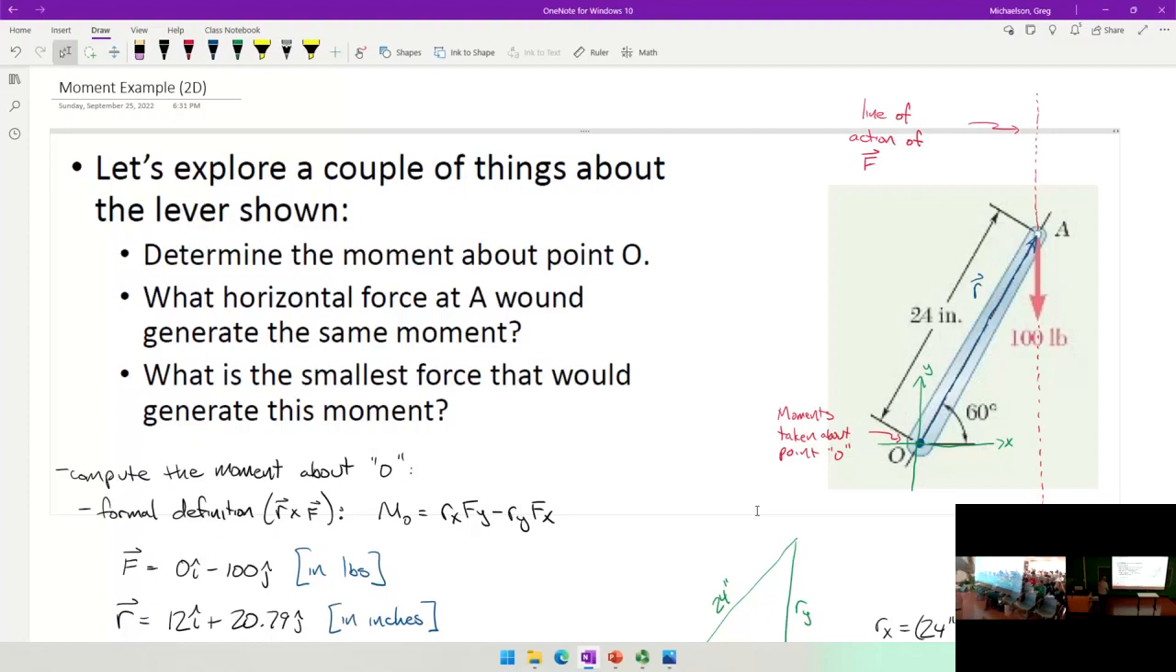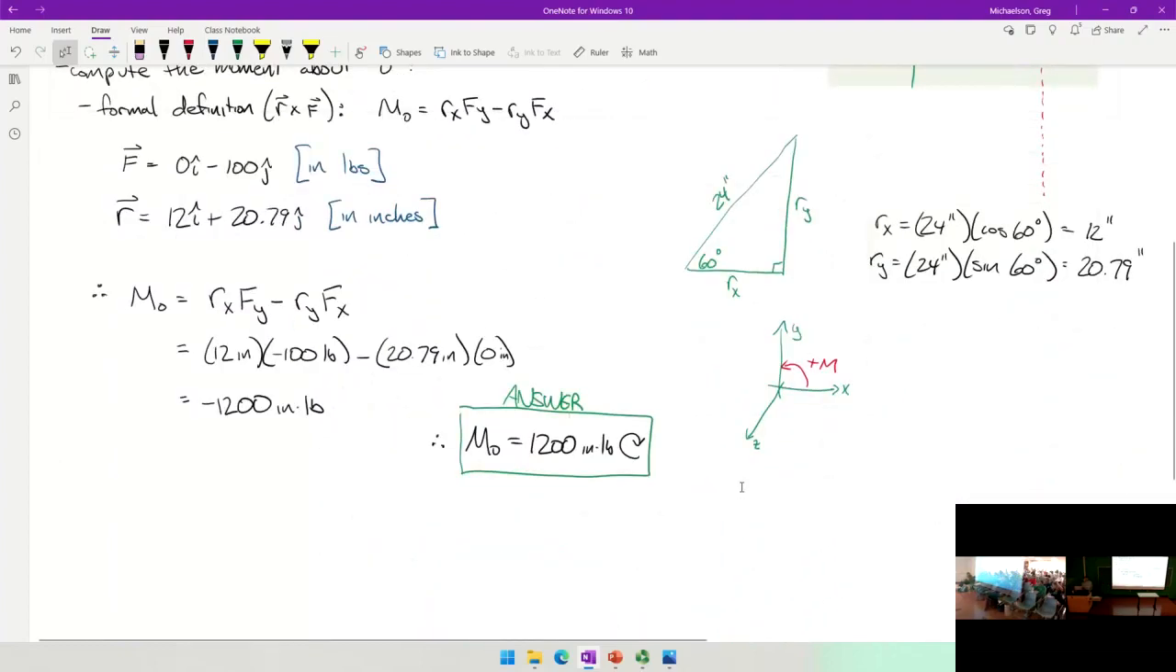Okay, now, what we just did is we computed moments using the formal definition. Okay? All right. Now, instead, I want to also compute the moment using the simplified definition.